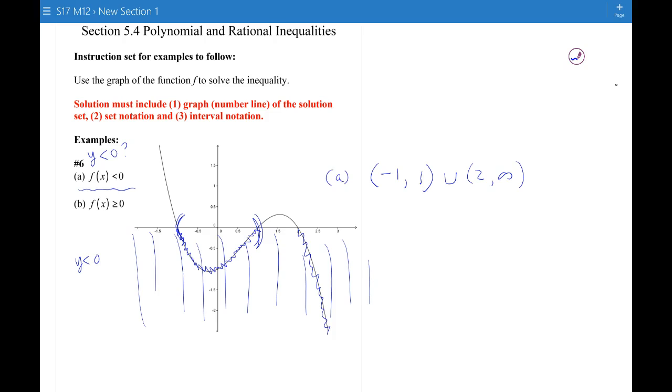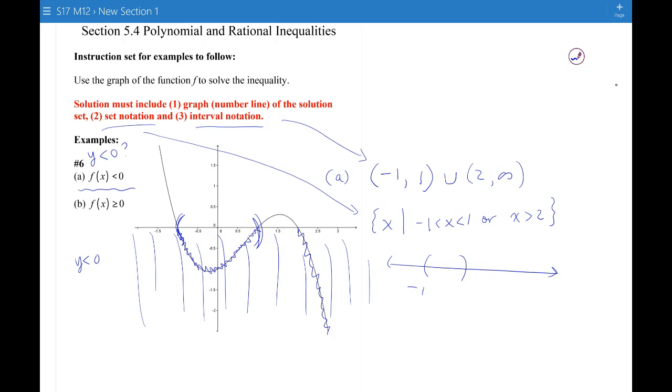So this is the interval notation. Set notation is the set of all x such that x is between -1 and 1, or x is bigger than 2. So that's set notation. Then the graph of the solution set is just the x number line of the x values where the y values on this graph are negative. Okay, so make sure that's clear to you.